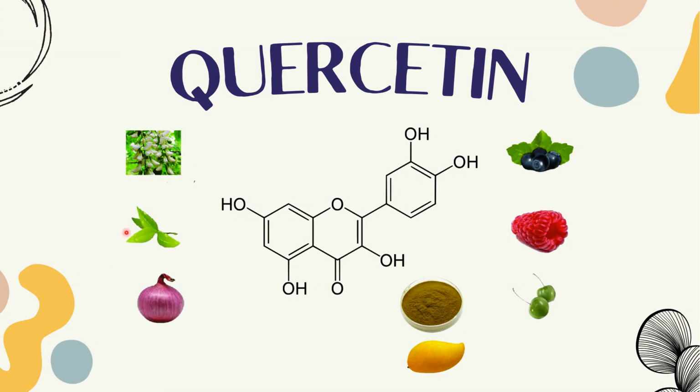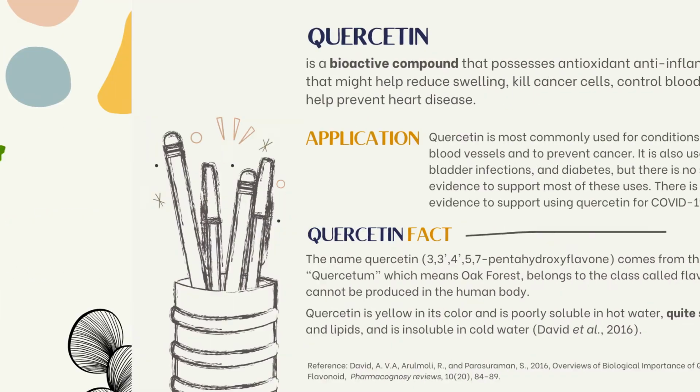In this particular presentation, we use quercetin as our main compound. Quercetin is a plant pigment and is one of the important bioflavonoids, especially called a flavonol, present in many plants and foods, such as red wine, onions, green tea, apples, and berries. Quercetin is a bioactive compound that possesses many biological mechanisms.